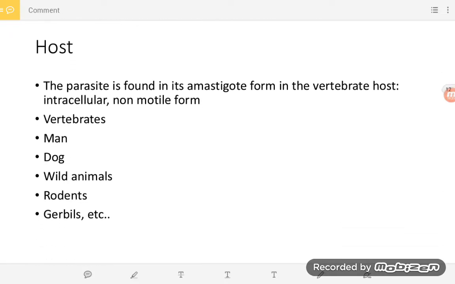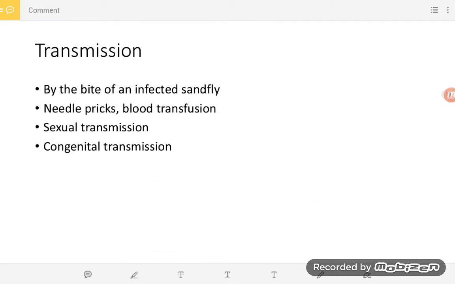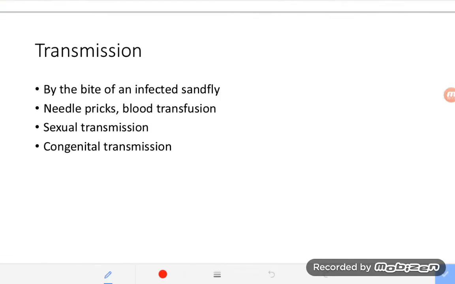Other things, when we consider the host: in the vector you can see the promastigote form, and in the host you can see the amastigote form, in intracellular forms. And the amastigote forms are non-motile. Any host, human, dog and any other vertebrate, can be infected. The transmission of Leishmania species is by the bite of the infected sandfly. This is the main mode of transmission.